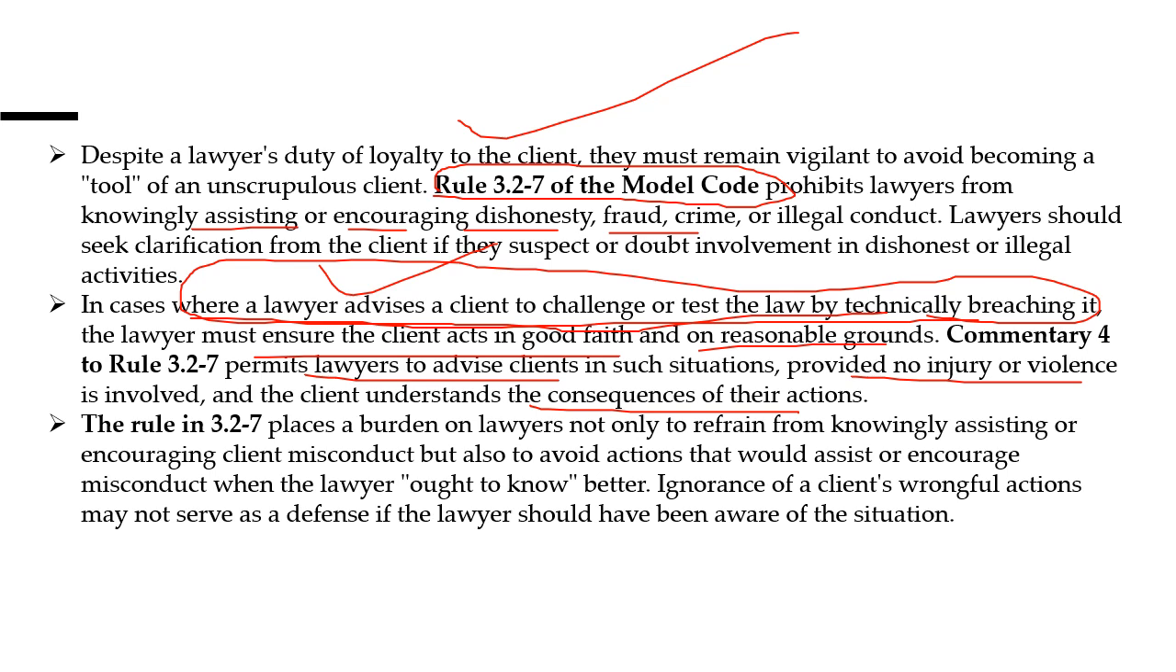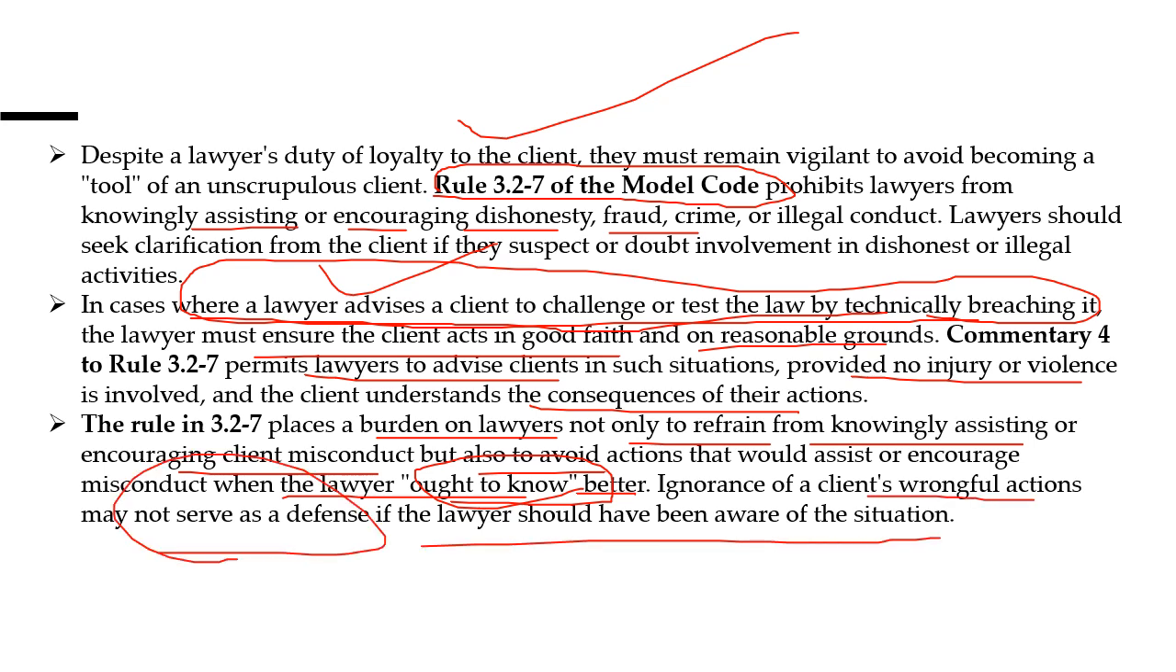Rule 3.27 places a burden on the lawyer not only to refrain from knowingly helping a client do something illegal, but also to avoid actions that would assist or encourage misconduct when the lawyer ought to know better. The lawyer himself knows that this is something illegal and what the consequences would be. Ignorance of the client's wrongful action may not serve as a defense if the lawyer should have been aware, because we cannot expect a lawyer to be unaware of the law.